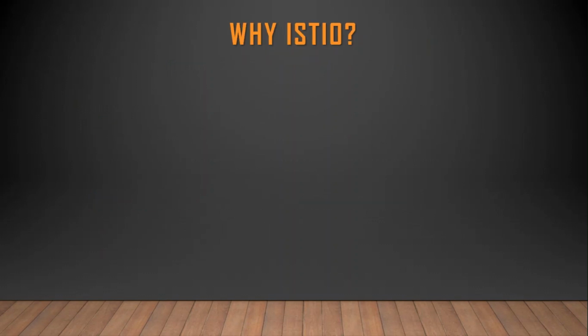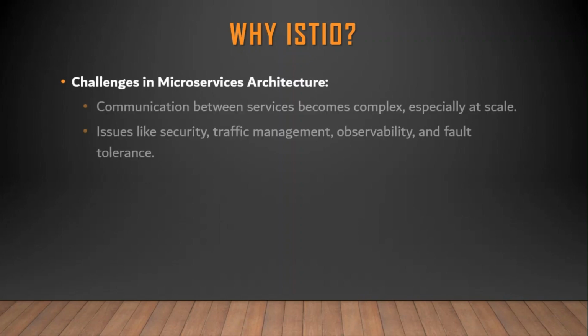Now, why do we need Istio specifically? In microservices architectures, as the number of services grows, managing secure and efficient communication becomes challenging. Some of the common problems include complex traffic routing, ensuring secure communication between services, and observing and monitoring service performance in real time.